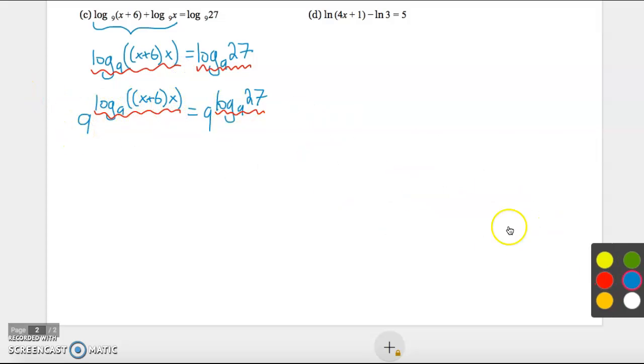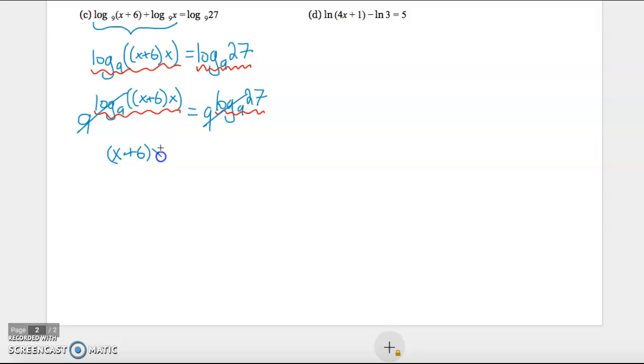And so now on this side, my log base 9 and 9 cancel, and they actually do it on this side too. That's really nice, because now I'm left with x plus 6 times x equals 27. And now I can start solving for x. So go ahead and distribute, and I have x squared plus 6x equals 27.